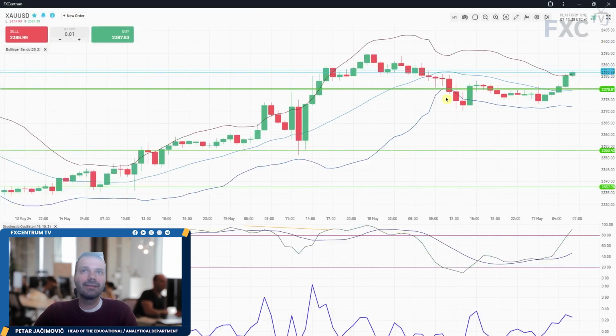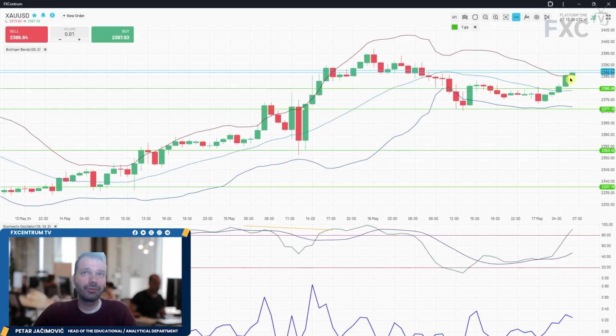On the gold market, this was a trade idea from yesterday that I posted. So there was some progress. Market traded all the way down to 2,369. So it went like $10 lower since this trade idea. But then overnight, market is now trying to trade higher. Now, this will be the key to watch.